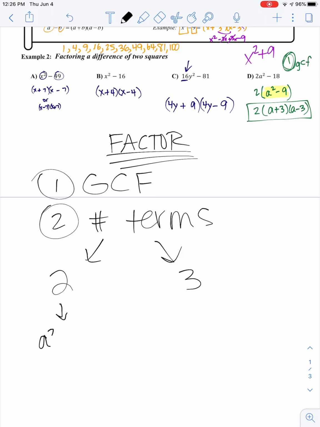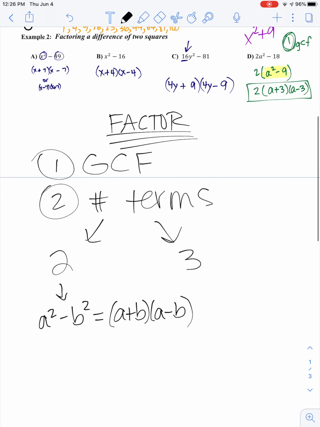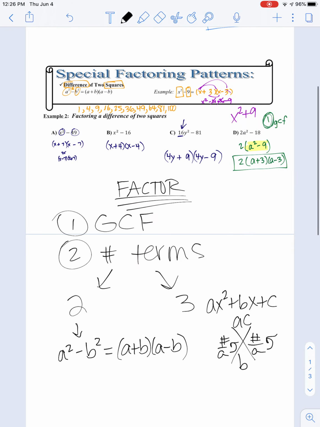If there's 2 terms, see if it's a squared minus b squared, a difference of squares, where you can do a plus b times a minus b. And that's what we did in all the examples above. If it's 3 terms, ax squared plus bx plus c, then you set up your puzzle with a and c on top, b on the bottom. You find those 2 numbers, you divide by a, and you do bottoms up. So this concludes our lesson on factoring.